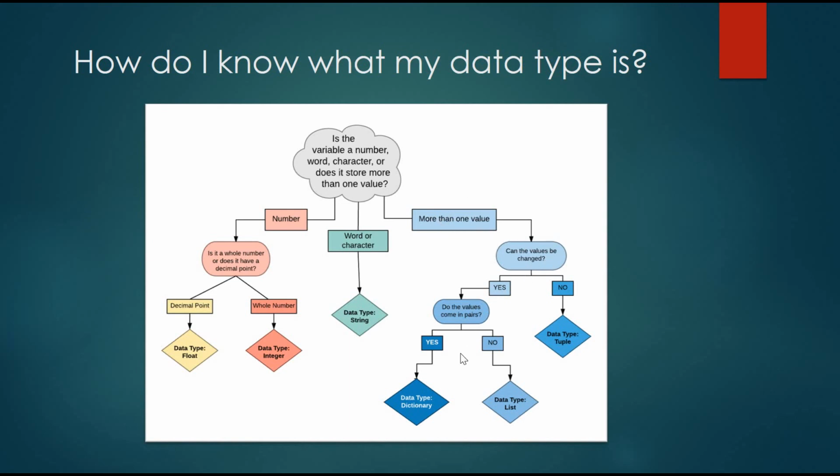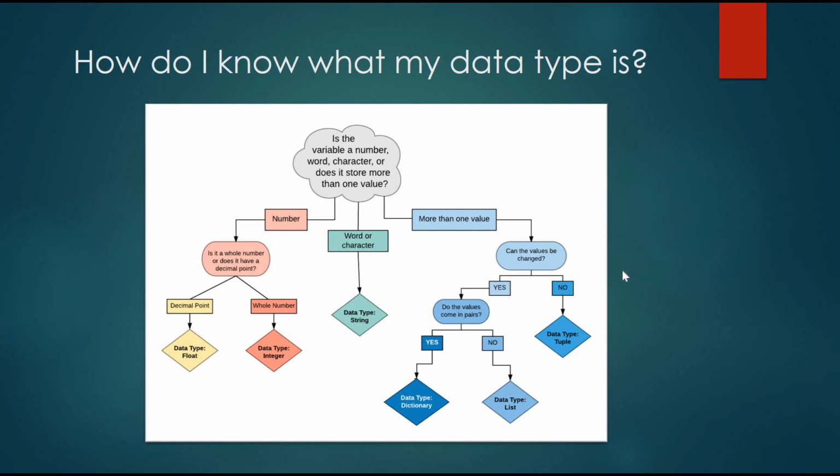And then you would have to go down this kind of more complicated branch of this flow diagram where it says, can the values be changed? No, it's a tuple. Yes. And then you ask, do the values come in pairs? If it does, it's a dictionary. If it does not, it is a list. So that's kind of a really quick, easy way to figure out what your data type is. It shouldn't take too long, and once you get more practice with it, it becomes pretty easy.